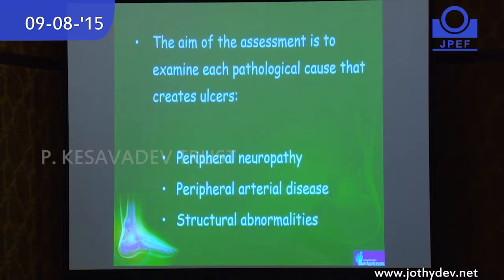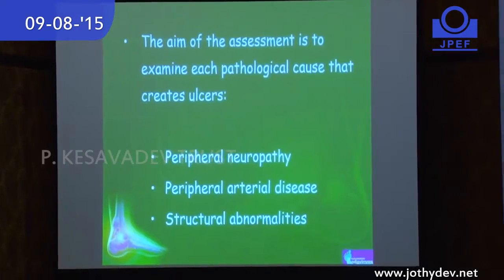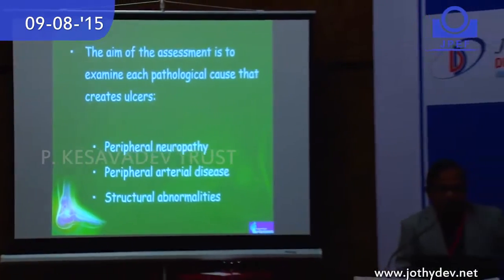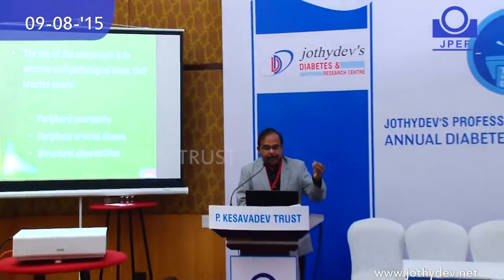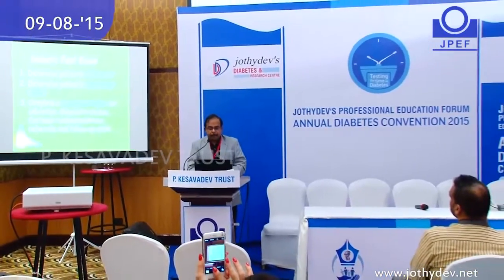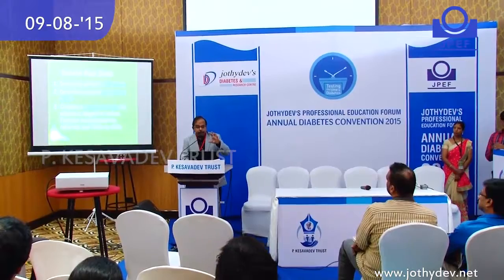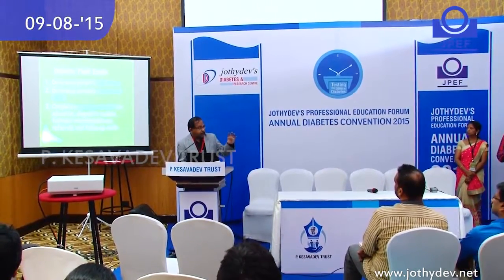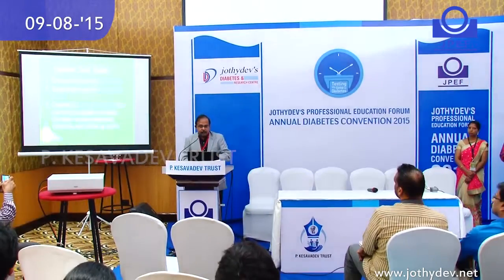It's very, very simple things. So you look for the pathological causes which create ulcers. Very simple: peripheral neuropathy, peripheral occlusive vascular disease, and structural abnormalities. Right? So this will help you to determine the patient's risk status, as Professor Hardik Chandarana was discussing.